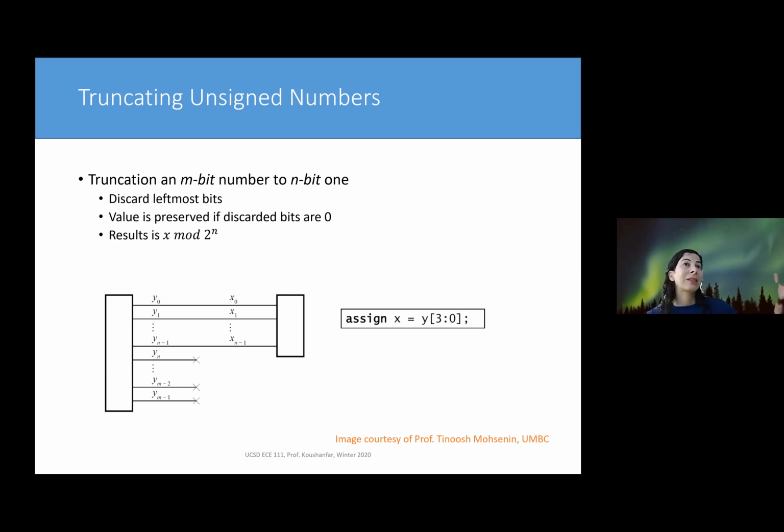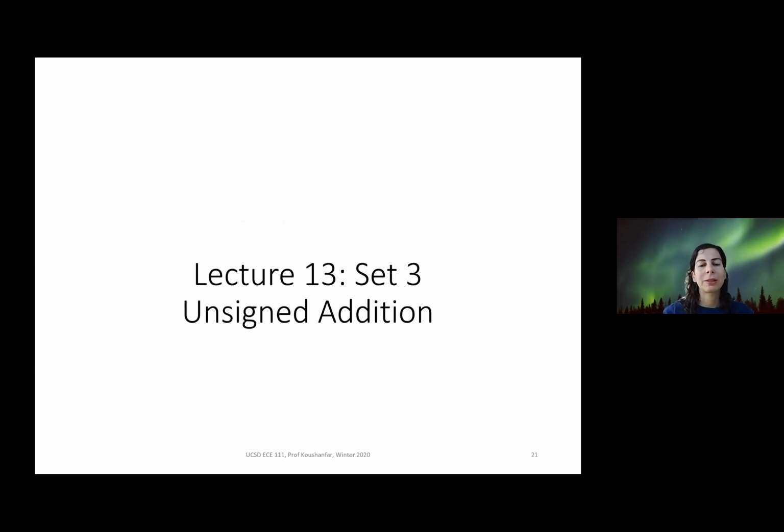And then for truncating, we discard the leftmost bits. If the leftmost bits are 0, then the value is retained. But if they're not, then tough luck, we may get into some computational errors. So you have to be very careful when you're doing this. In the next set, we're going to talk about unsigned addition of these numbers.